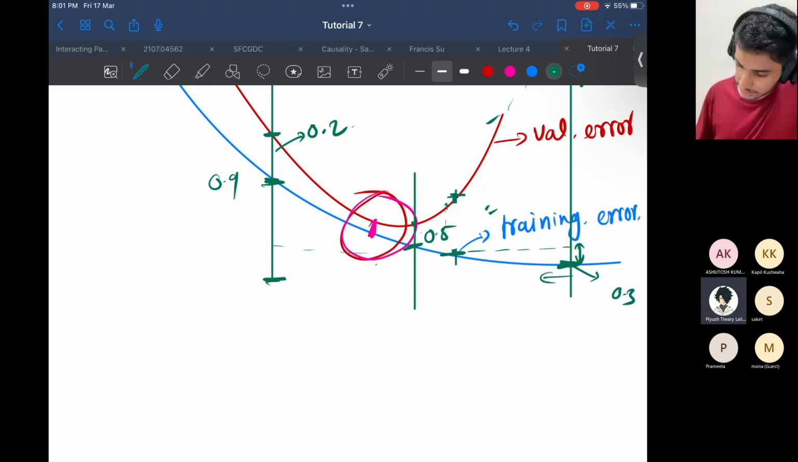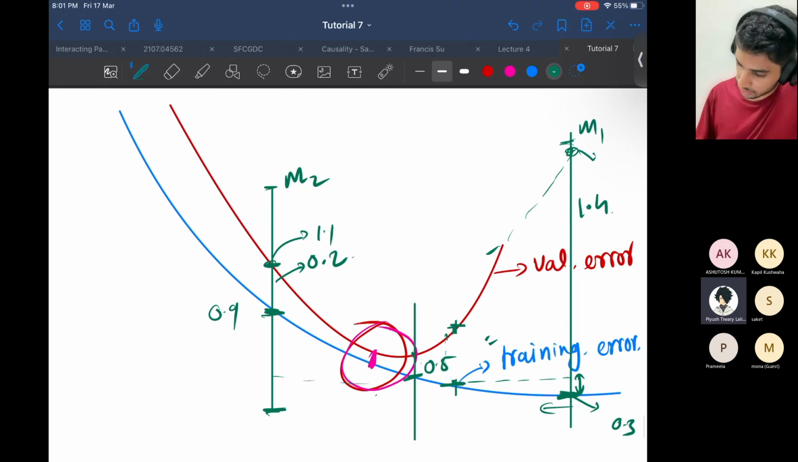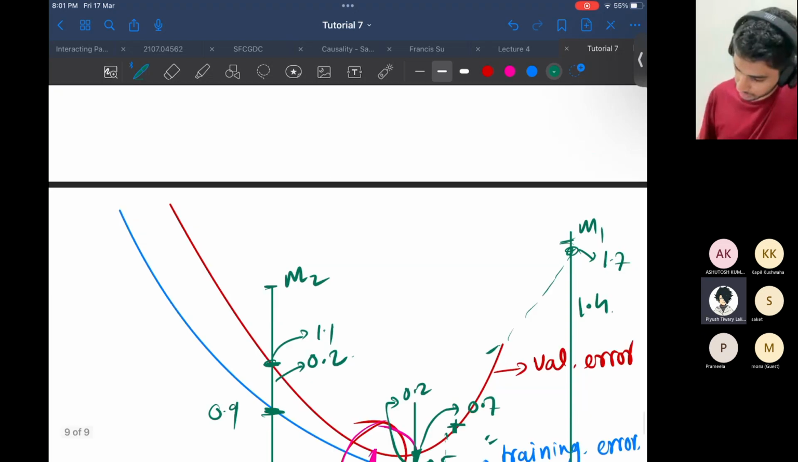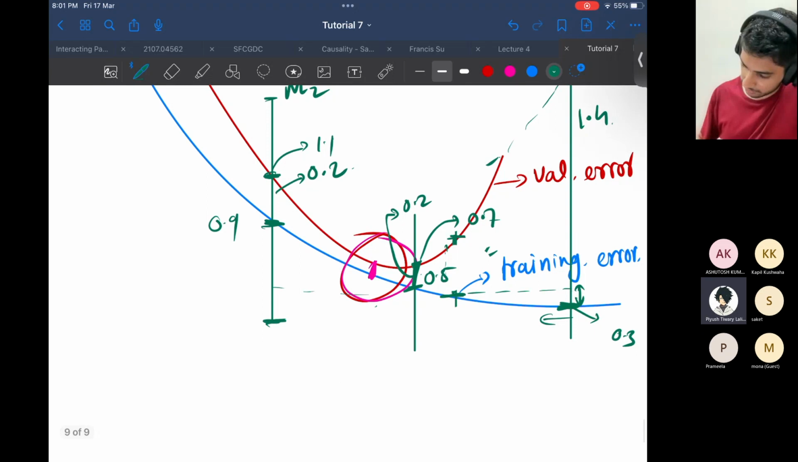But it is also given to us that it has some validation error, and that validation error is less than both of them. So whatever this was, 1.1, this was 1.7, this is something like 0.7, and hence the difference here is 0.2, right? So here also the difference is 0.2, but it is lying somewhere in the middle.